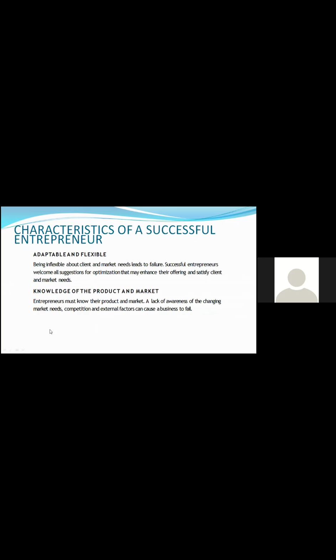Then one is adaptable and flexible. Previous slide, kindly. Yeah, adaptable and flexible. So being inflexible about client and market needs leads to failure. Successful entrepreneurs welcome all suggestions for optimization that may enhance their offering and satisfy client and market needs. Knowledge of the product and market. Yeah, this is a very important point. Entrepreneurs must know their product and market. Lack of awareness of the changing market trends or needs, competition, and external factors can cause a business to fail.